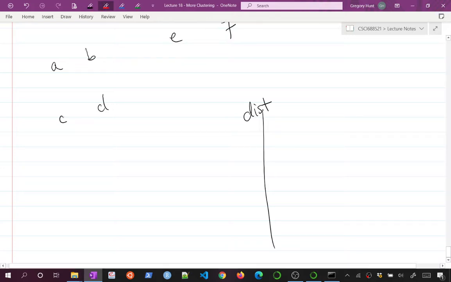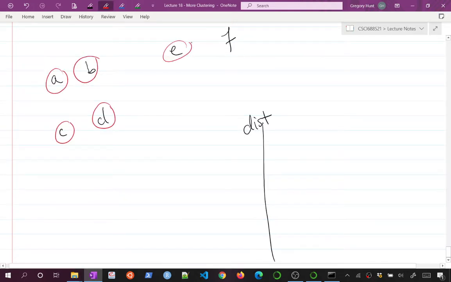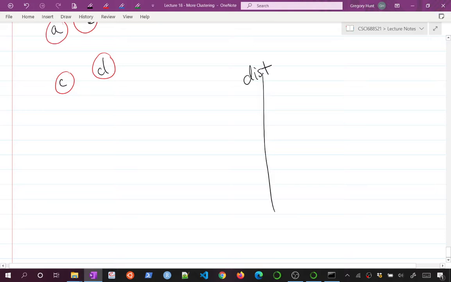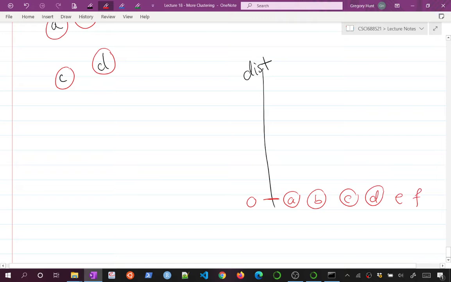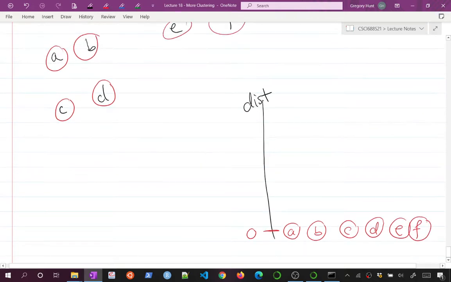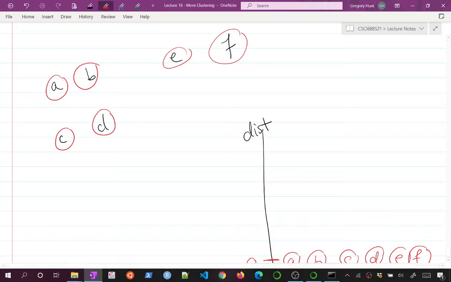So the first thing in my hierarchy is to put all my points in their own clusters, right? And so the distances basically start at 0. So I have A, B, C, D, and then I have E and F. Okay. And so then I say, okay, what's the closest clusters? I'm going to merge those. And so maybe I say A and B by whatever measure is closest.